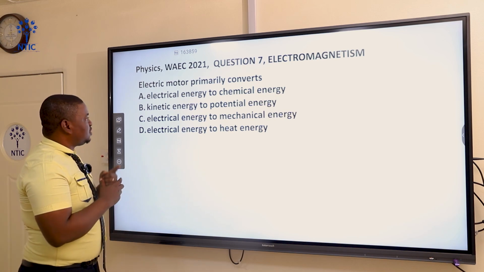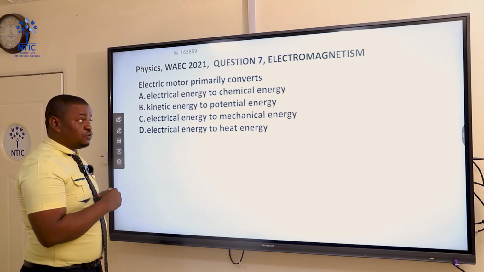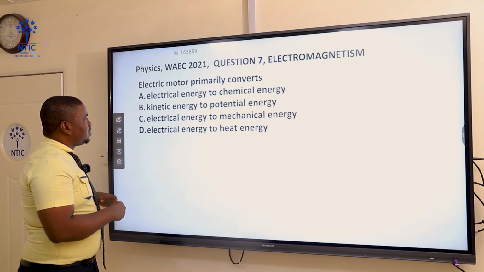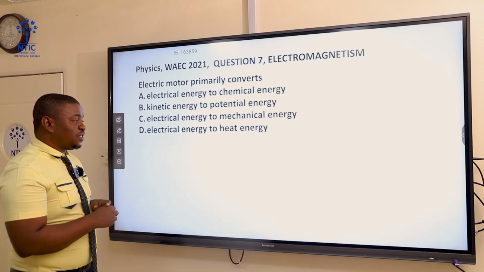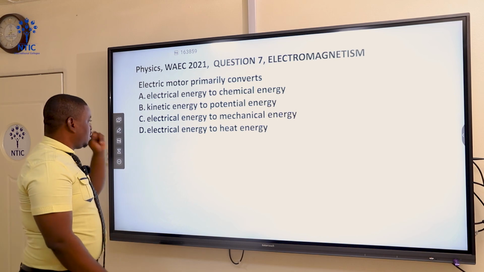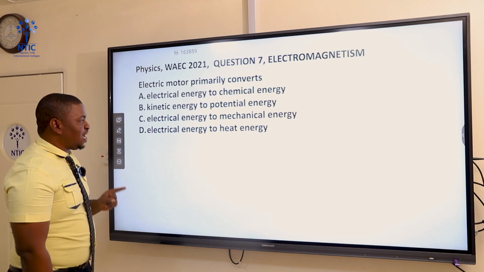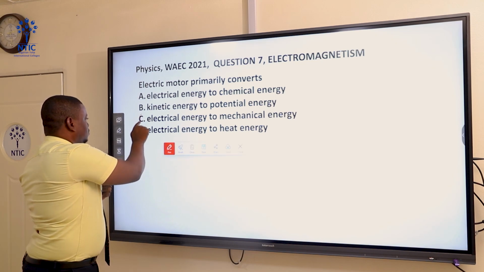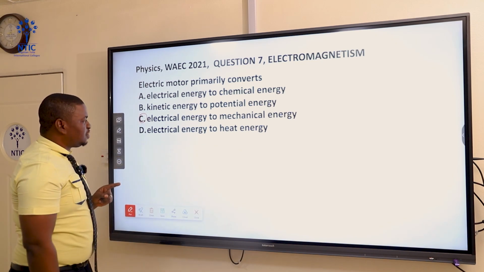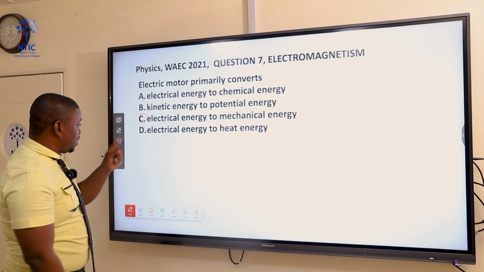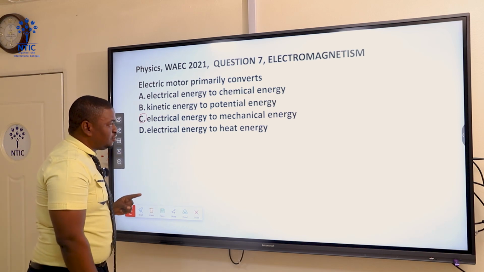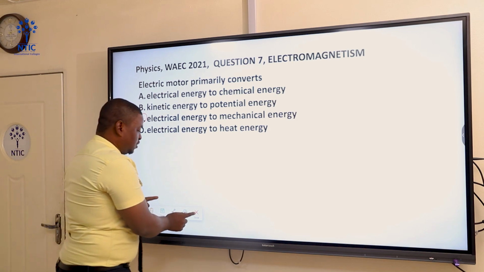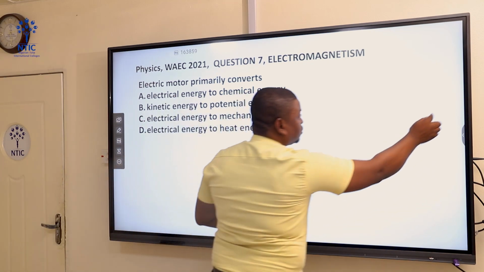So option A said electrical energy to chemical energy, which is not true. B said kinetic energy to potential energy, which is not true. C, electrical energy to mechanical energy, which is the right option. And D, electrical energy to heat energy, which is not true. So the right option here is what? Electrical energy to mechanical energy, because it's in what? A motor. Next.